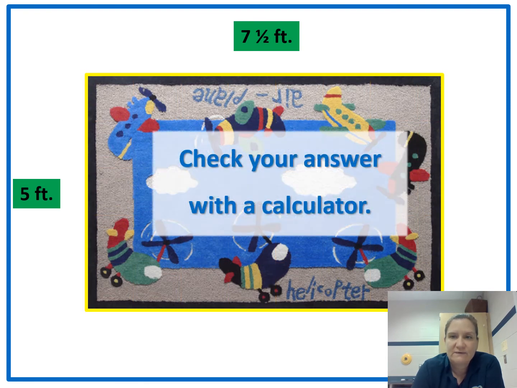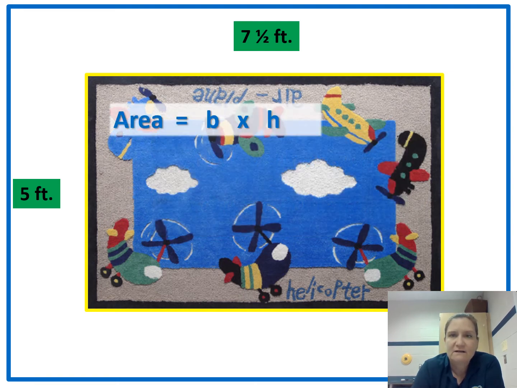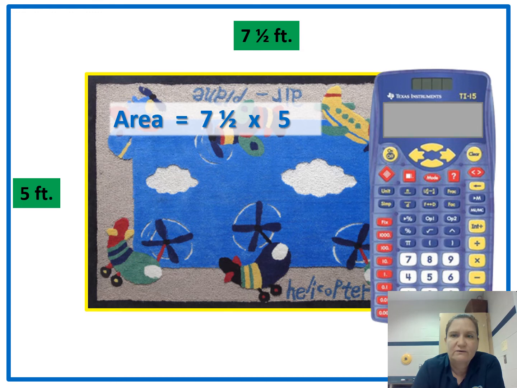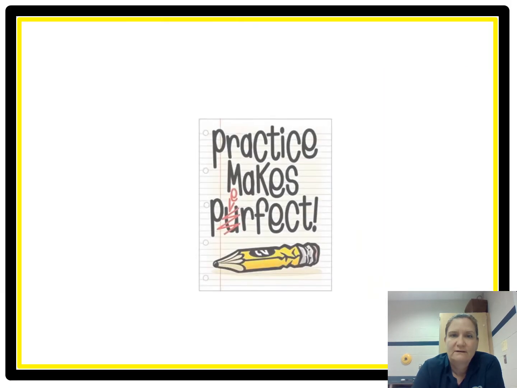Let's check our answer with a calculator. Area equals the base times the height, or for a rectangle we can do length times width. The base is 7.5 times 5. So we can type into our calculator 7.5 times 5, and you should get 37.5 feet squared.